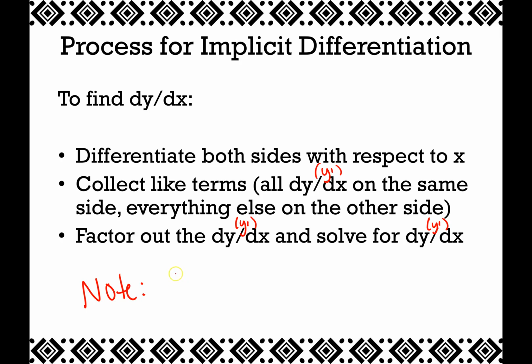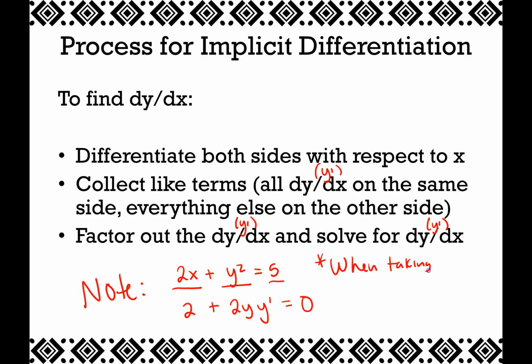So for example, if you have 2x plus y squared equals 5, when I take the derivative of this, I just write 2. When I take the derivative of this, I write 2y, but then I put a y prime. Take the derivative of this, I get 0. So my note to you is when you're taking the derivative of y, make sure you put a y prime after doing the derivative process.